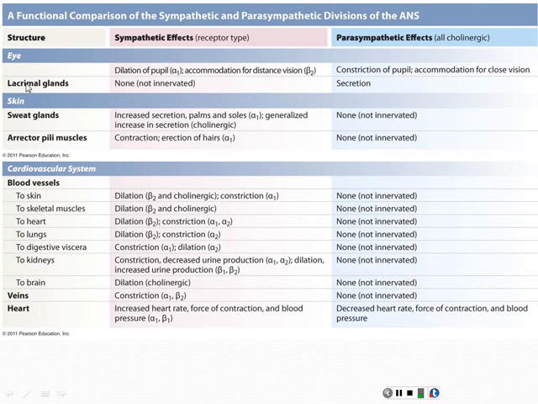The lacrimal glands are an example where there's only parasympathetic innervation. We get nothing from the sympathetic side, but we get secretion. So tear production is governed by the parasympathetic division.